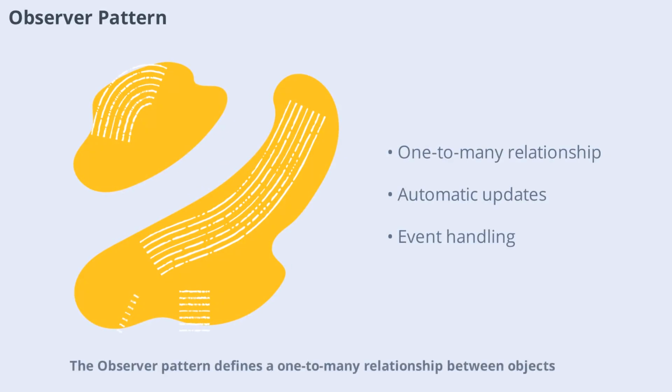The observer pattern defines a one-to-many relationship between objects, so when one object changes state, all its dependents are notified and updated automatically. In Java, this is commonly used in event handling systems, like GUI frameworks. It's a great way to keep different parts of your application in sync without tightly coupling them.